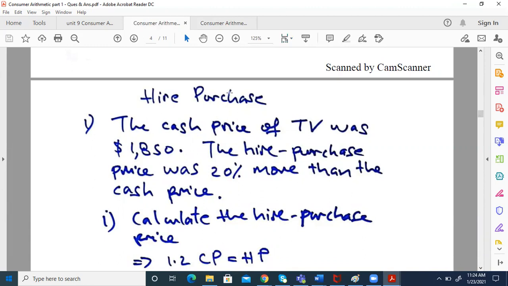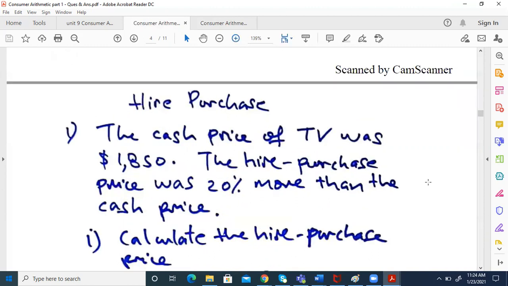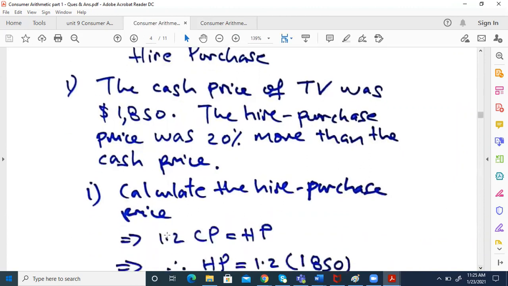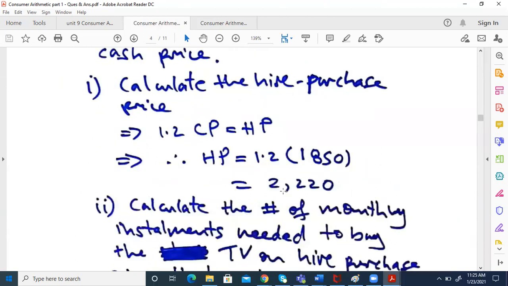All right. So the cash price of a TV was given. The higher purchase price was 20% more than the cash price. Calculate the higher purchase price. That's simple. It is 20% more, right? See there, so all I did was 1.2 CP is equal to HP. So CP is the cash price, 1.2. So 2,220. And then calculate the number of monthly installments needed to buy the TV on a higher purchase.